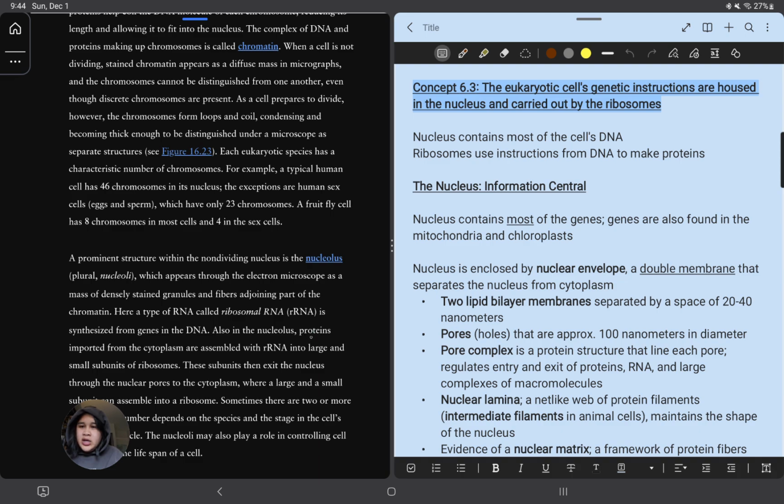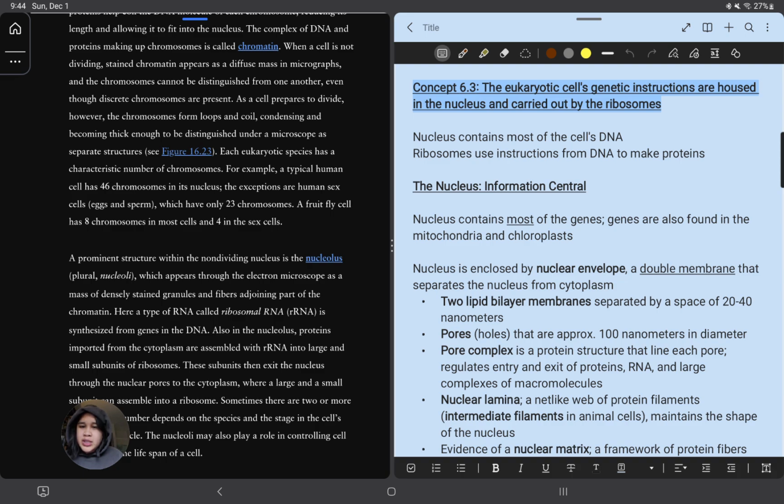When a cell is not dividing, stained chromatin appears as a diffuse mass in micrographs, and the chromosomes cannot be distinguished from one another, even though discrete chromosomes are present. As a cell prepares to divide, however, the chromosomes form loops and coil, condensing and becoming thick enough to be distinguished under a microscope as separate structures.